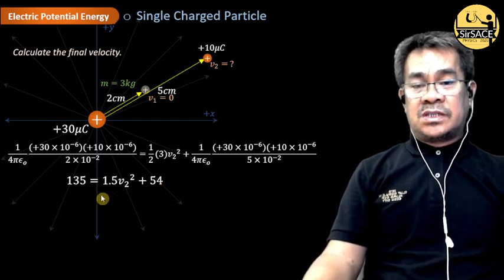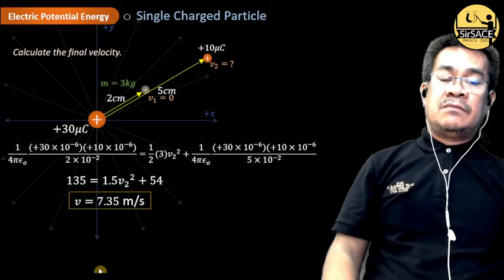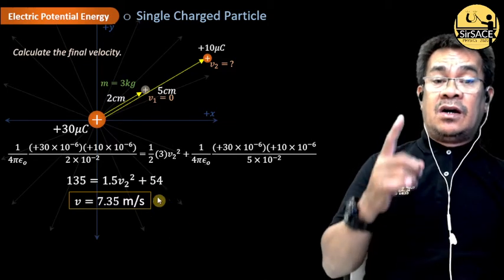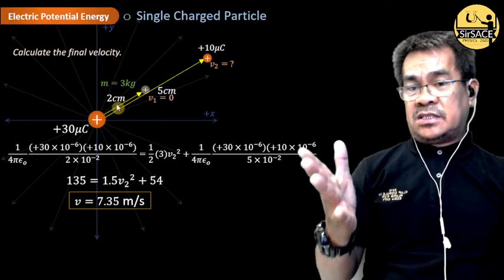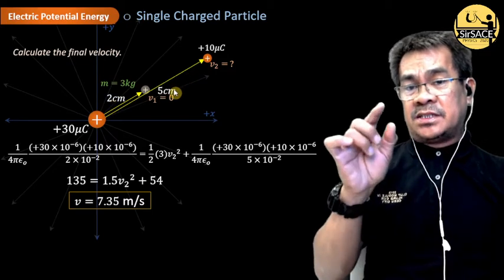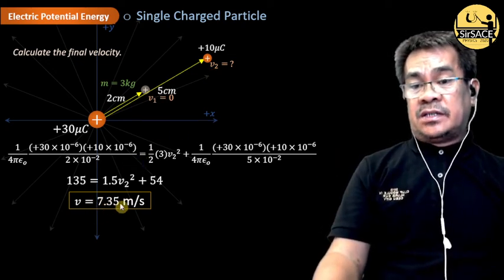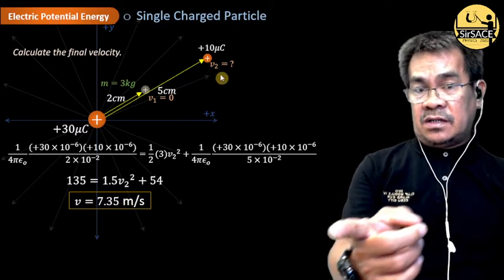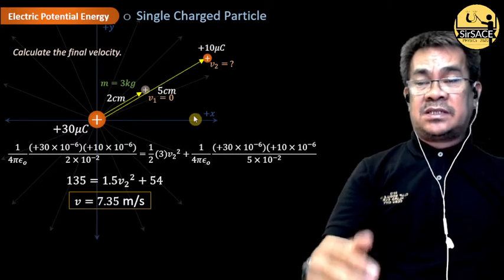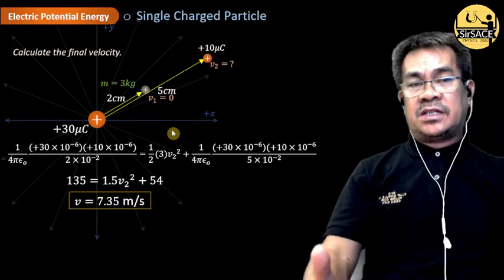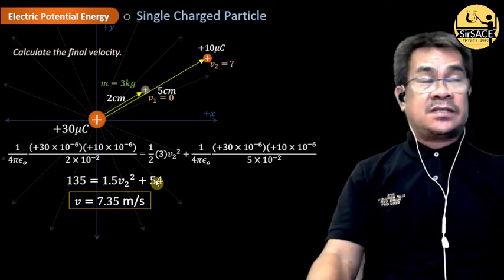Now in algebra, you have to transpose this, then divide both sides by 1.5, then take the square root, and the answer is 7.35 meter per second. This is the velocity of the particle in the final position. So if it starts from rest at a distance 2 from the source charge, then when you release it, it travels 5 centimeter, then the velocity is 7.35. Okay? Then it will keep on increasing until it reaches the maximum velocity, and it won't increase anymore. It will provide a constant velocity at a certain point.